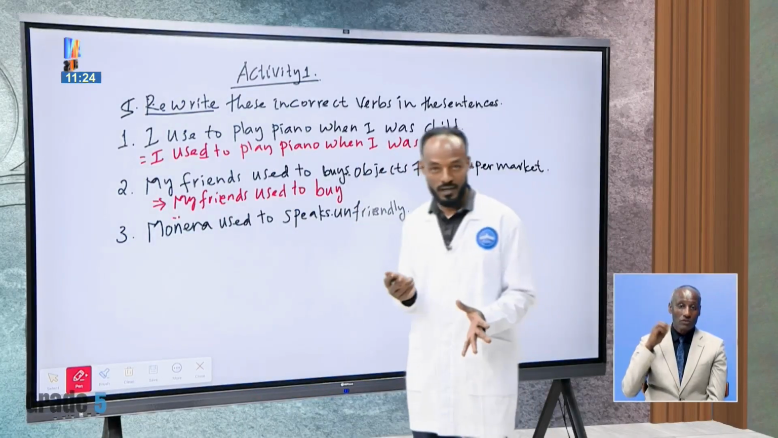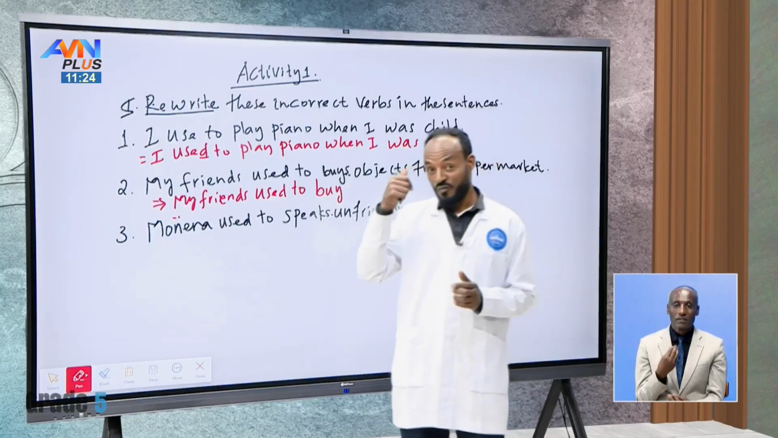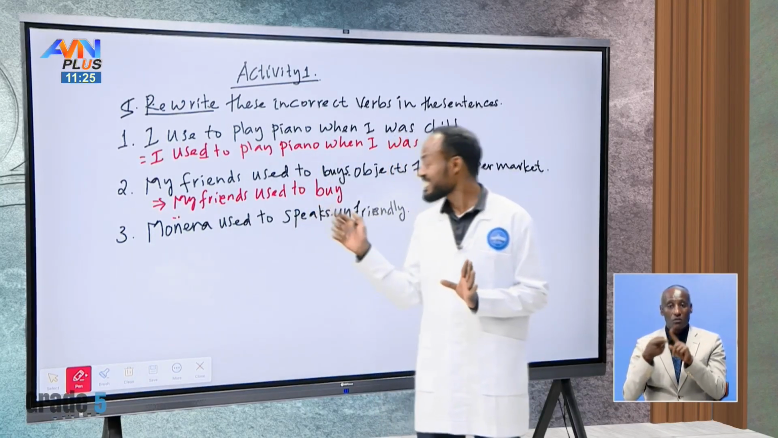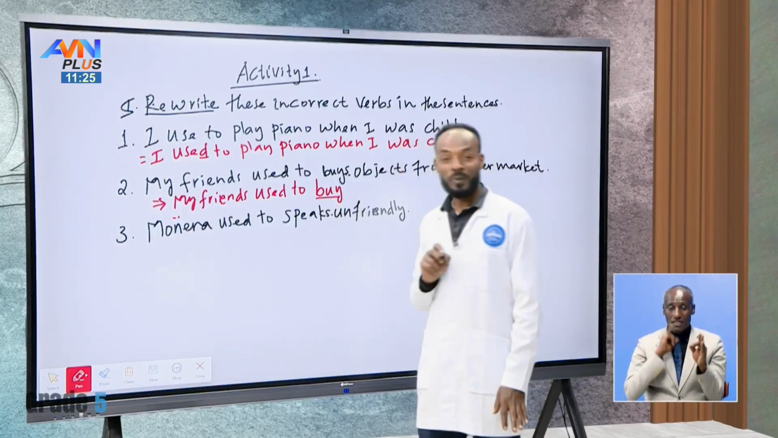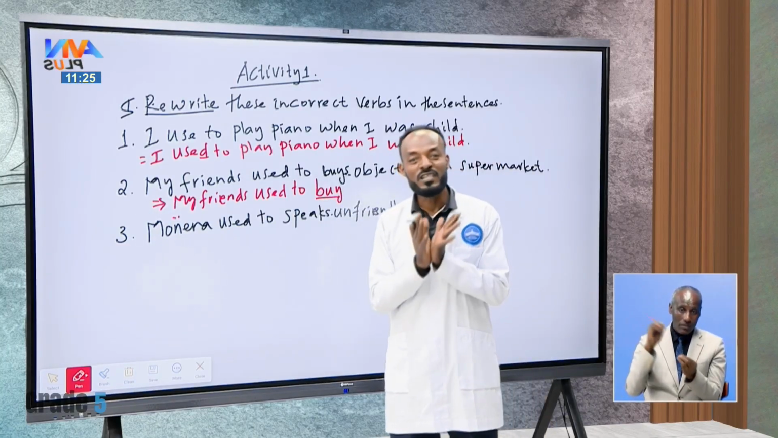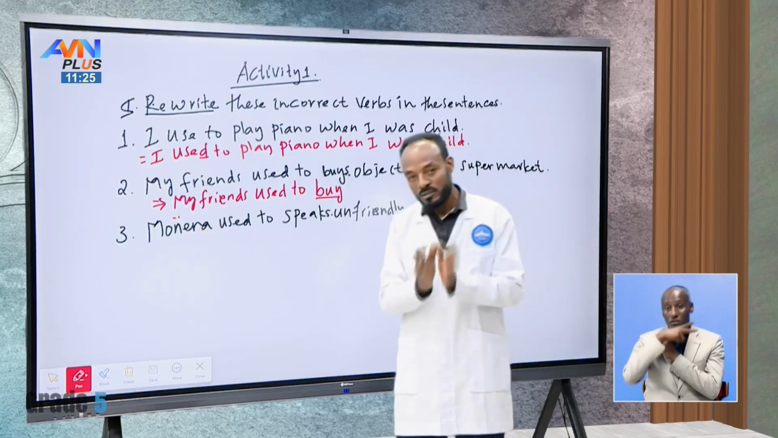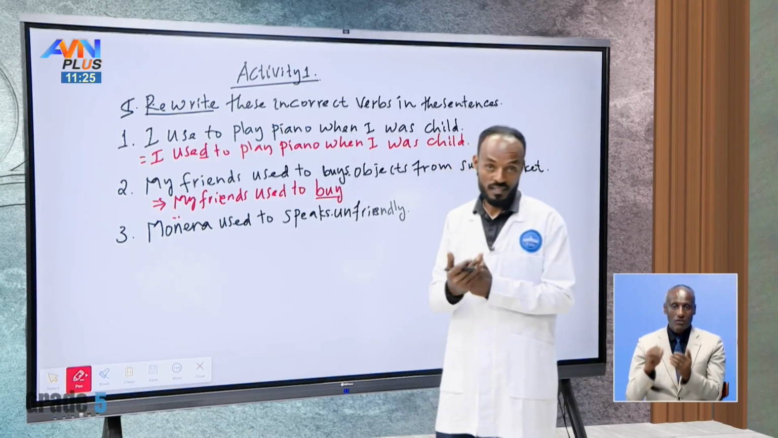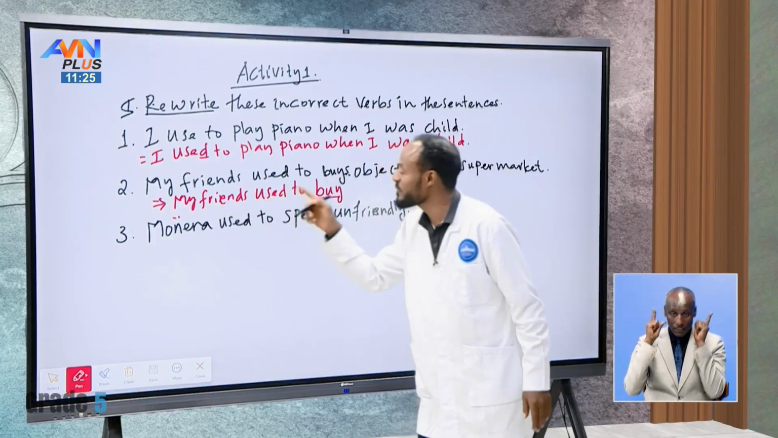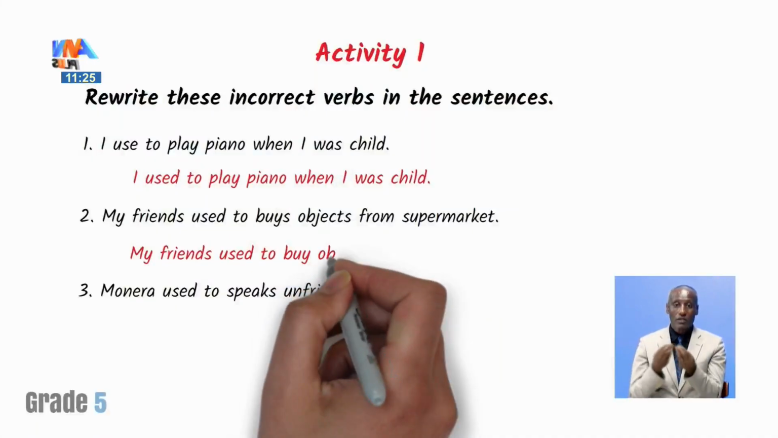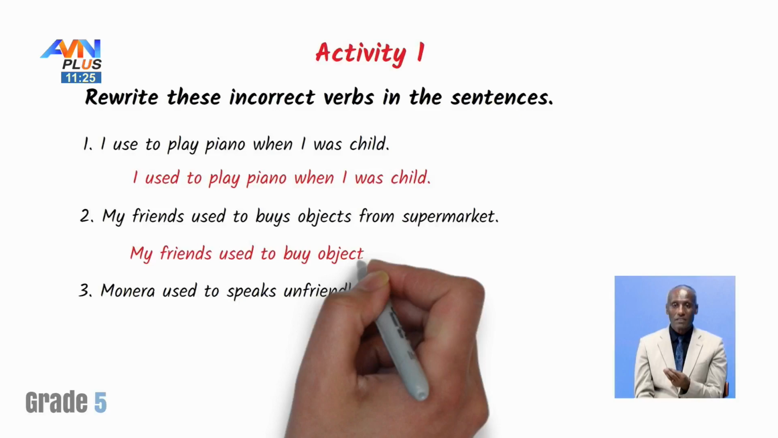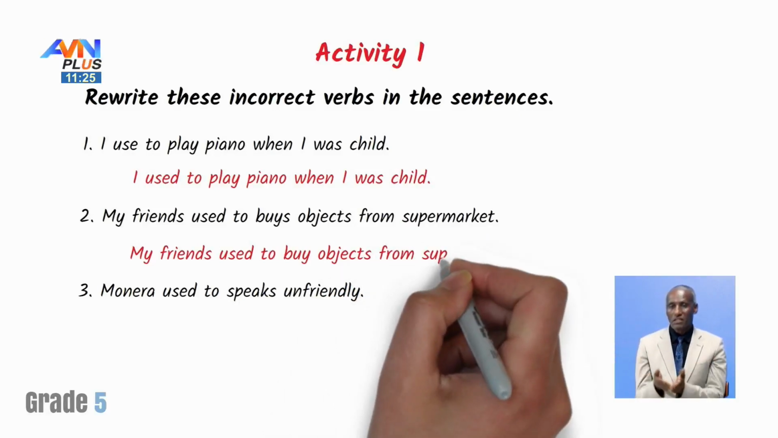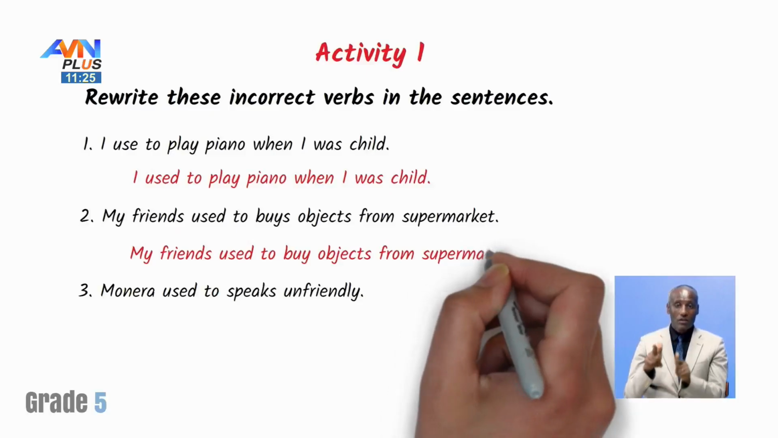Buy. Why? As we've said so far, the form of positive sentence in such case is what? Used to plus infinitive without S, infinitive without D, infinitive without any prefix and suffixes. Clear? So we have to say, my friends used to buy objects. Okay? Objects means, in this sense, things, materials, yeah? From market, from supermarket.